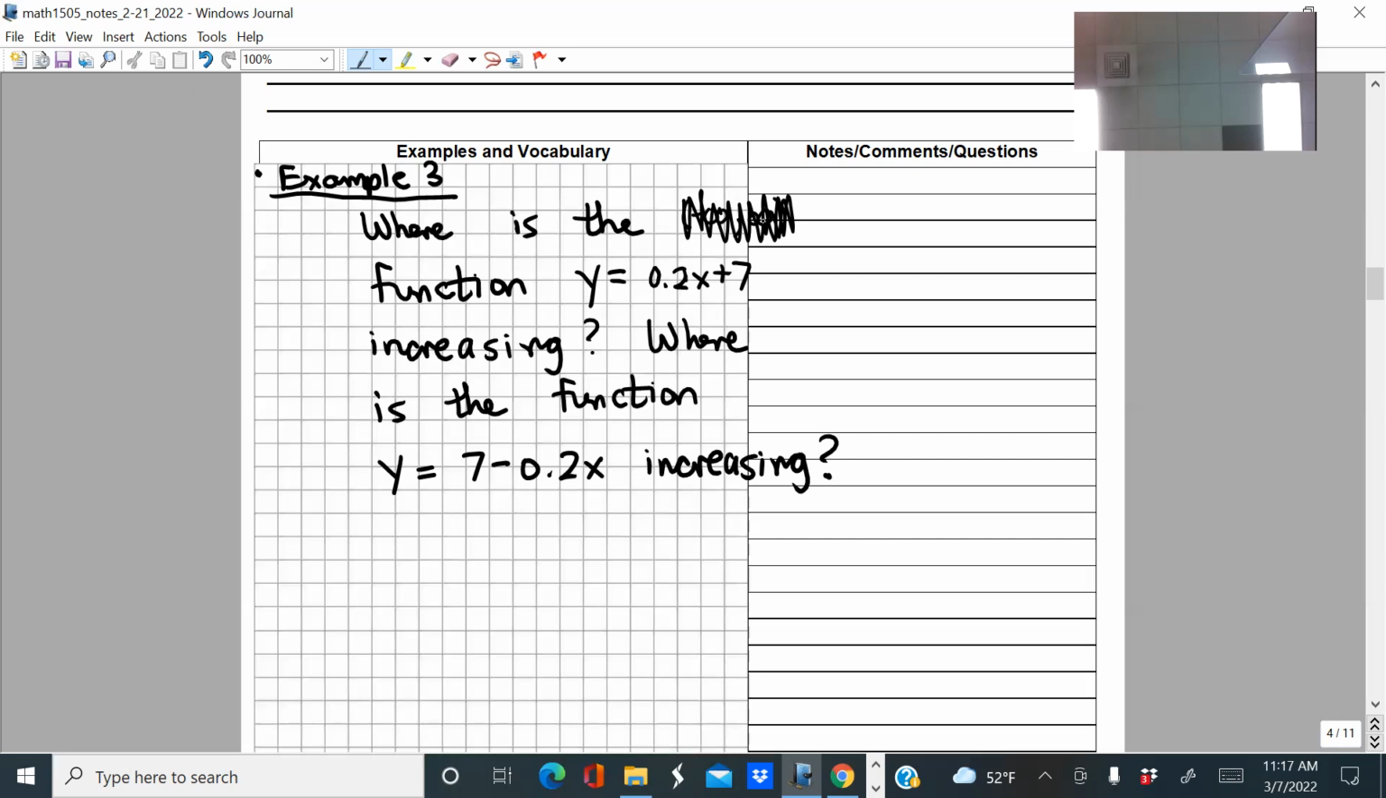So can y'all visualize those graphs, 0.2x plus 7, 7 minus 0.2x, in your mind without actually drawing them? Enough to answer these questions. Okay, let's see on the first one. Someone at home, or wherever you're at, someone on Zoom, for that first one, do you know where this one is increasing? Can someone answer?